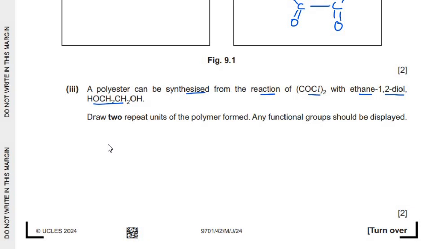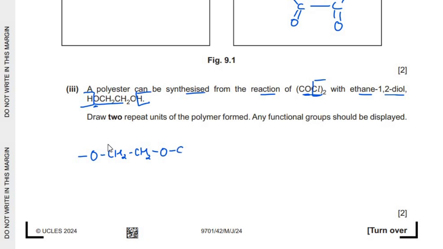Okay, so now if we start with the first repeat unit, starting with the diols, then in the diols we also need to understand that out of the alcohol group the hydrogen is lost, and out of the acyl chlorides the chlorine is left to form the byproduct HCl. So the CO bonds with the O of alcohol. So starting with the O of alcohol, then we have CH2, CH2 and O, and that bonds with the CO group of the acyl chloride.